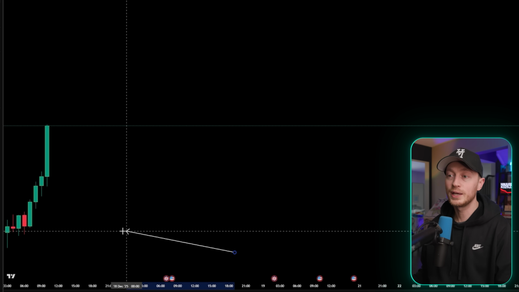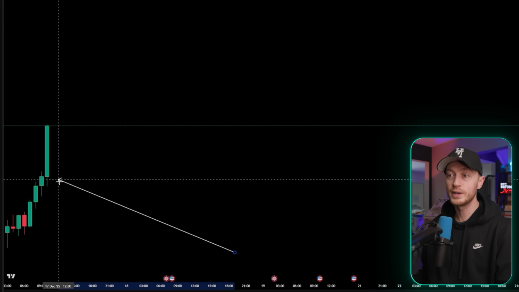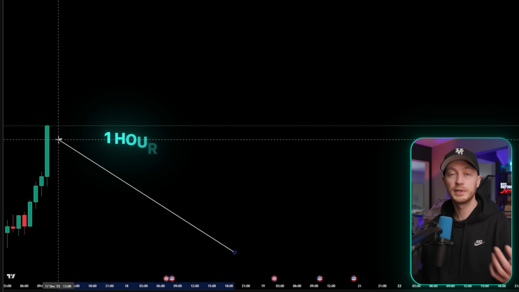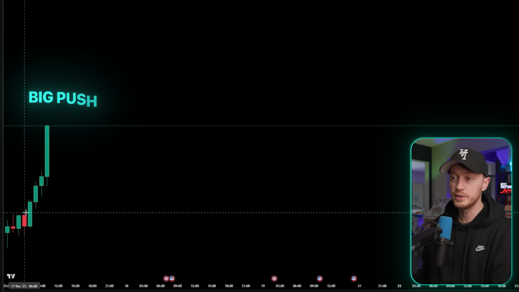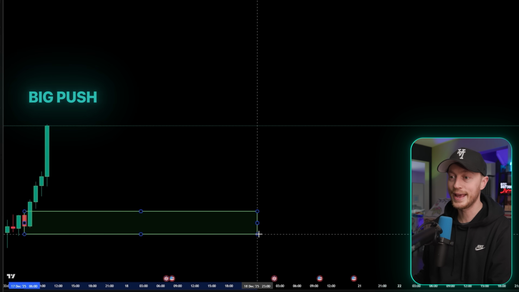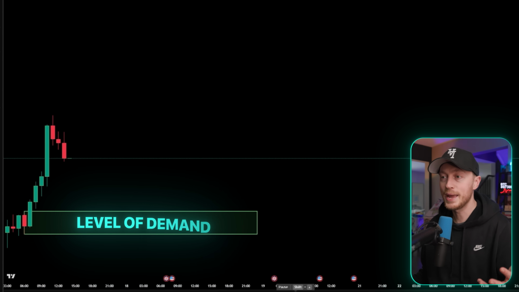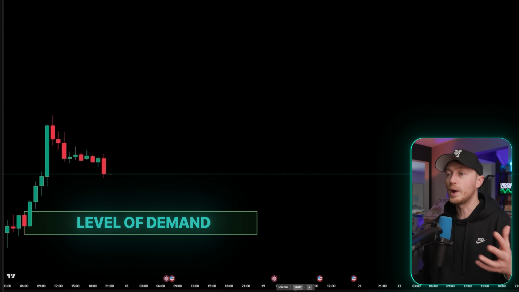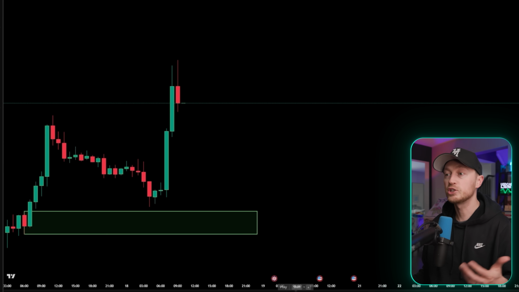Now, the first thing I'm looking at is all of these big green candles right here. Every single one of these candles is 1 hour because I'm on the 1 hour time frame. And since we had such a big push, I'm going to draw a box on the red candle before the huge push up. That's just my level of demand. And then all I'm doing is waiting for price to come to that level of demand because I may want to take a trade from there.